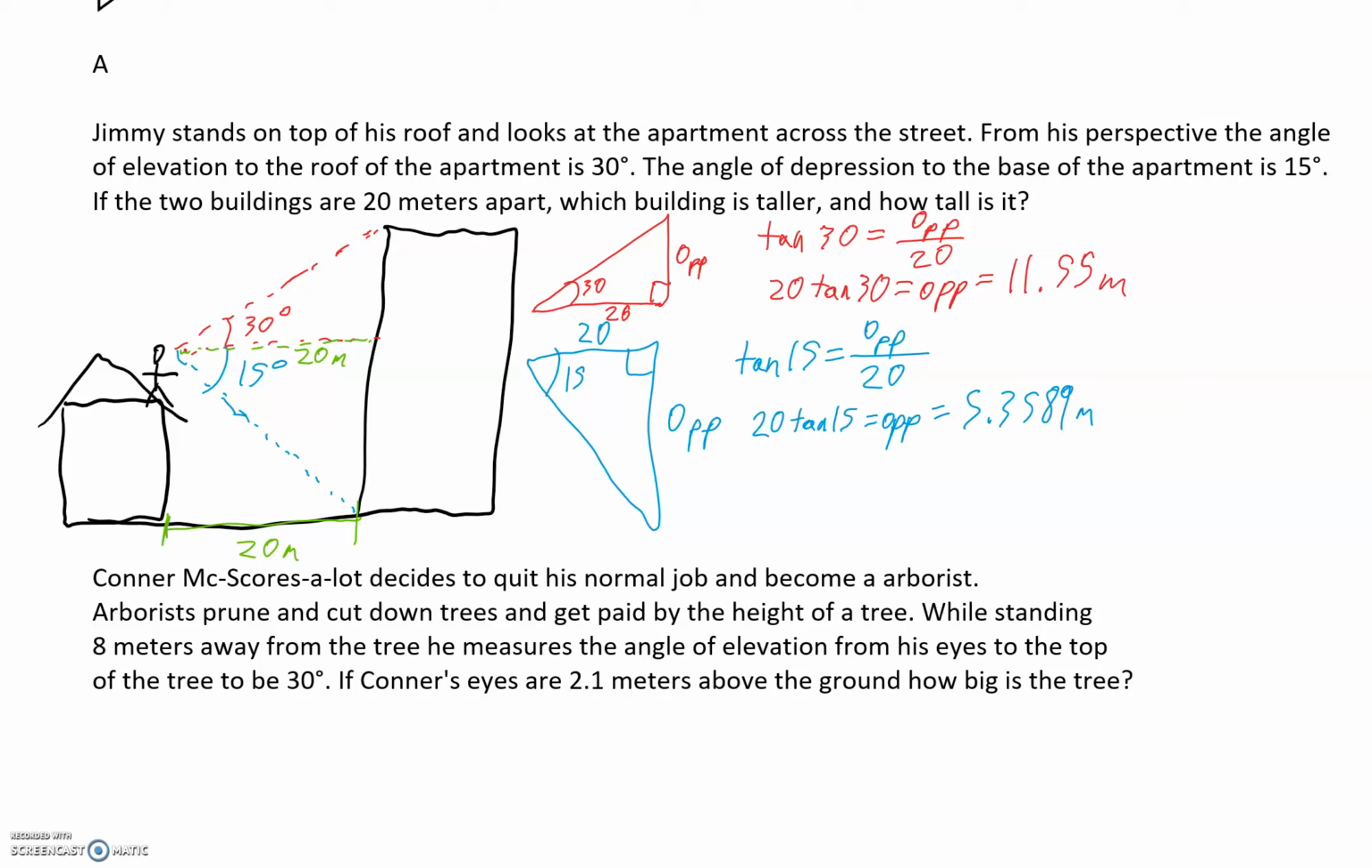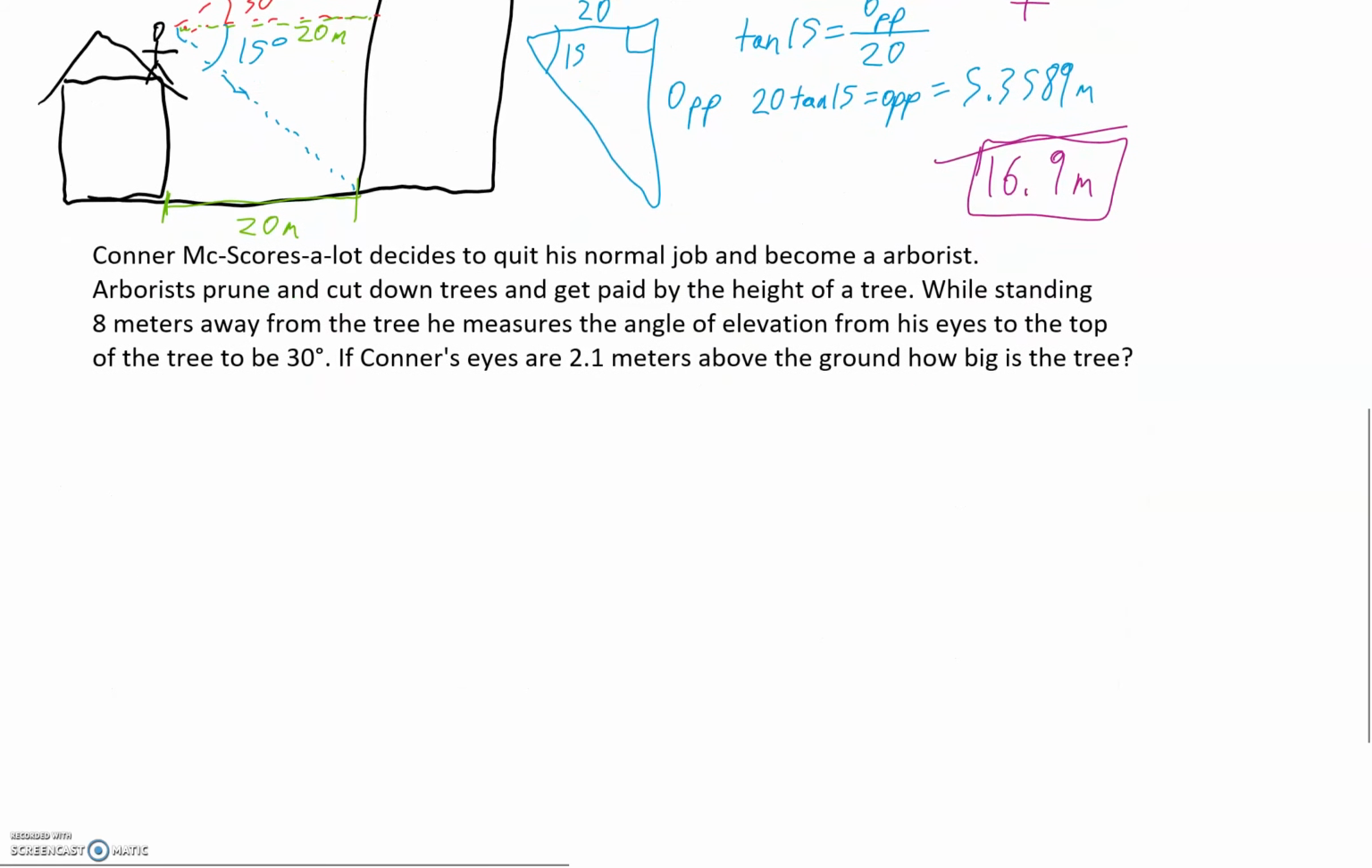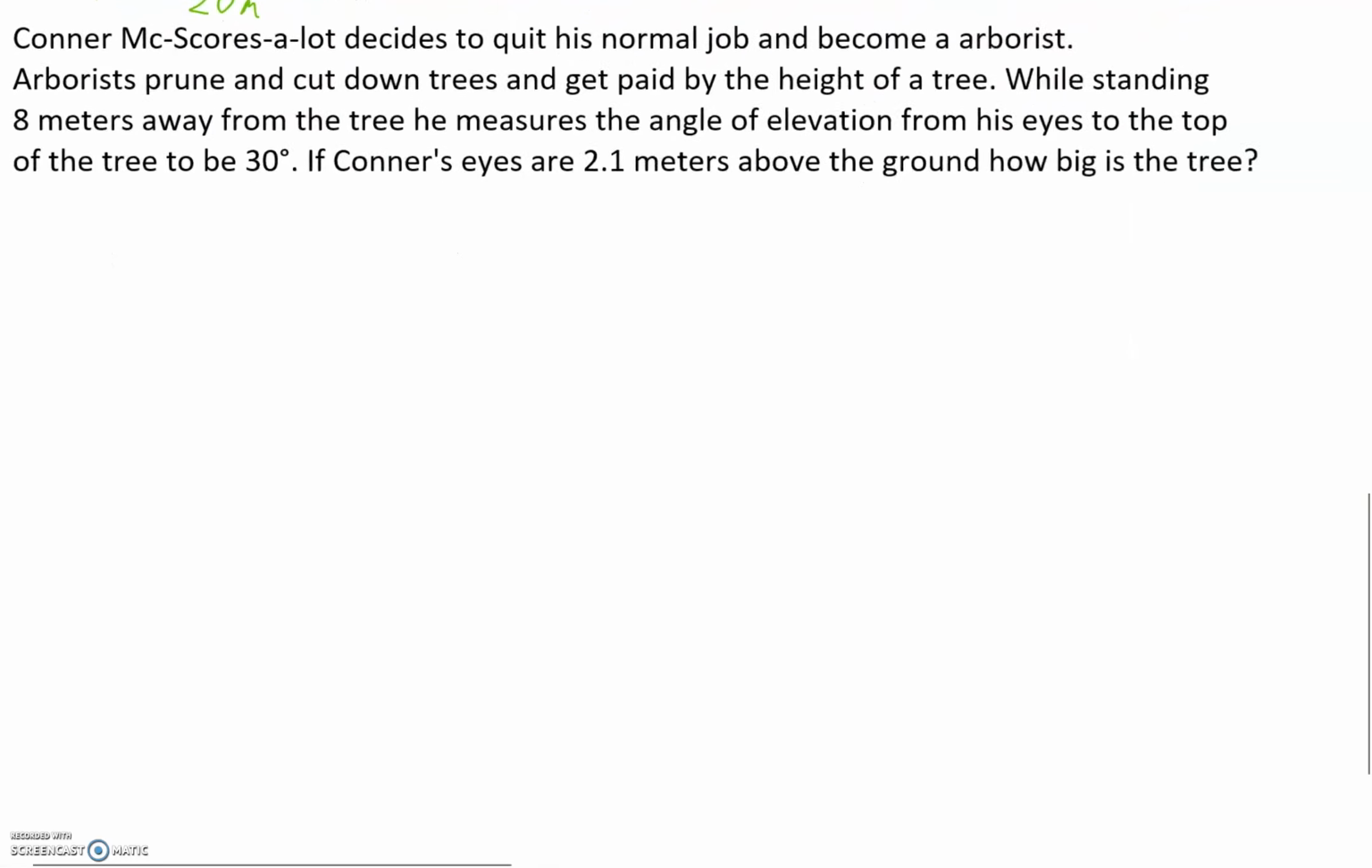Okay, and so if we're looking for the total size of the building, then we just add those two together. So that plus that equals, just plugging this into my calculator right now, 16.9 meters. All right, let's keep going and do our last question.